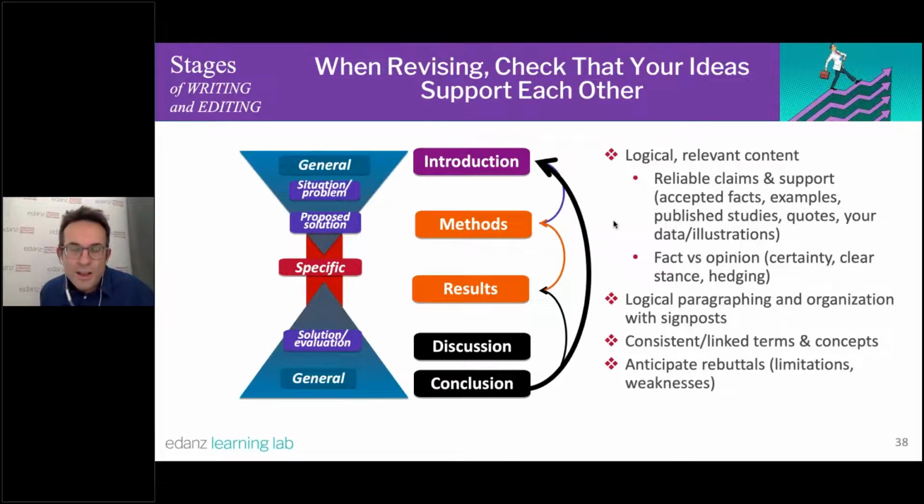And then when you revise, when you go back over your work, when you go through that famous egg timer diagram for writing an academic paper, you're able to check that your ideas in different sections of the article support and back each other up. Is your writing logical? Do your paragraphs logically signpost from one to the other? Are your ideas consistent? Are you able to anticipate what peer reviewers might say about your work when it goes into the journal? Where are your weaknesses? What are peer reviewers likely to criticize about your work?